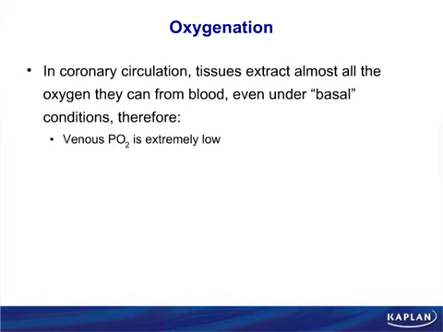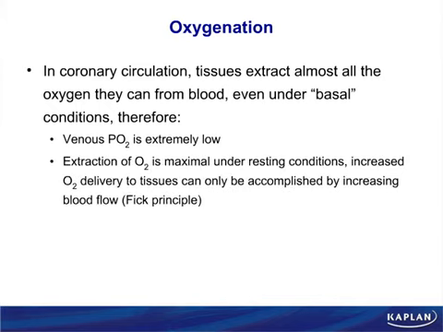All right, the other big player for regulating coronary blood flow, and you should just tie these two together, will be oxygen consumption. And one of the unique properties of the coronary circulation is it extracts almost all the oxygen that can be extracted even under basal conditions. So in other words, venous PO2 is extremely low. So we are near maximum oxygen extraction under resting conditions, which is different than the other tissues.